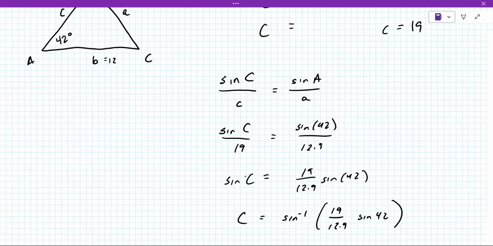If you're comfortable, you can put all that in the calculator. If you're not, you can do it in steps in the calculator, but make sure you use sine inverse for that.